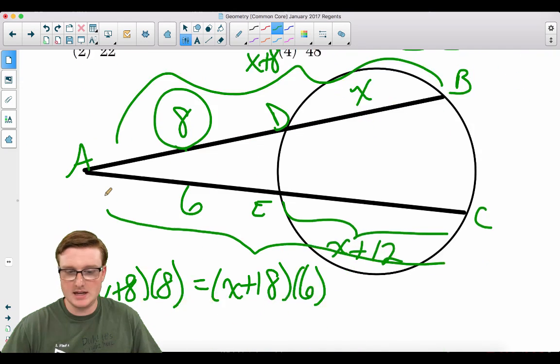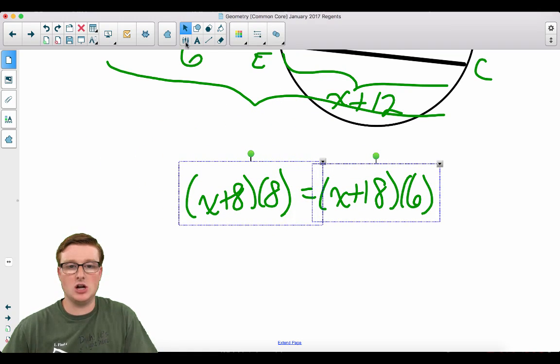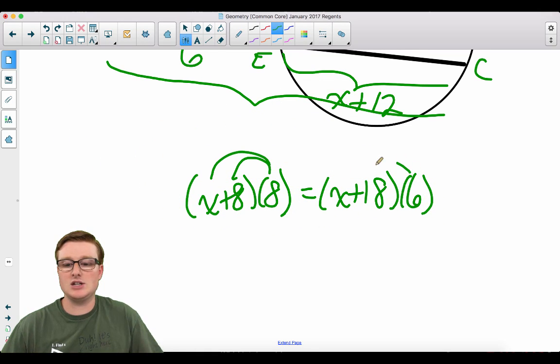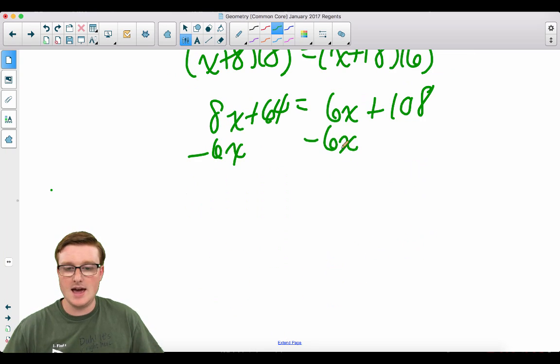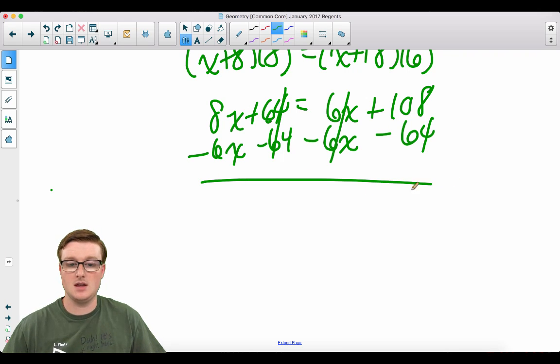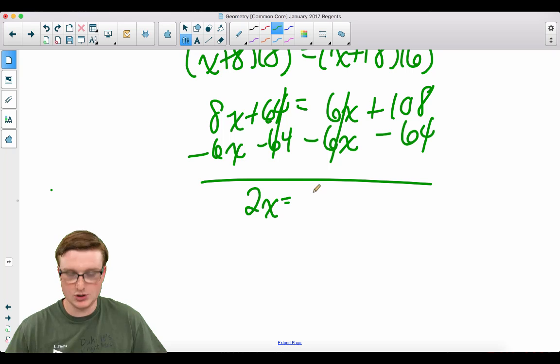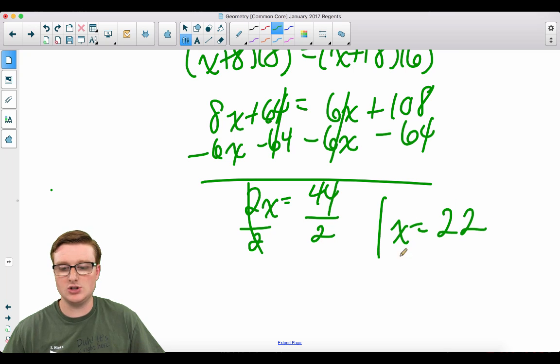So now we have an equation going. I'm actually going to move this down because it's too squished. We're going to distribute that 8 and distribute the 6. So we get 8x plus 64 is equal to 6x plus 108. We are going to subtract the 6x on both sides, and subtract the 64 on both sides. So we get 2x is equal to 44, and then we divide by 2 on both sides, and we get x is equal to 22.